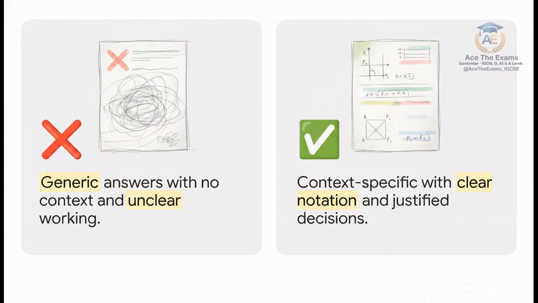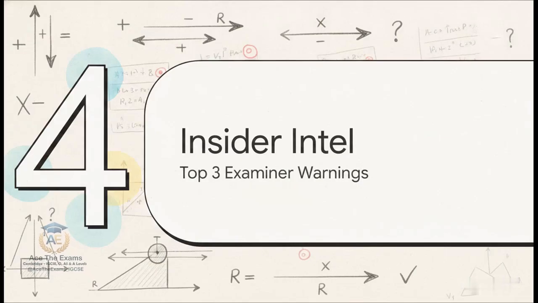The contrast between these two approaches is just brilliant. A flawed answer is a vague, generic calculation that completely lacks annotation. It's totally superficial, just blindly crunching trigonometry. But a context-specific, A-star answer follows the exact procedural framework. It uses clear notation, verifies reasonableness, and justifies every single mathematical step with the context provided in the question. The physics leads the math, not the other way around. Let's move straight on to Section 4, Insider Intel, covering the top 3 examiner warnings.